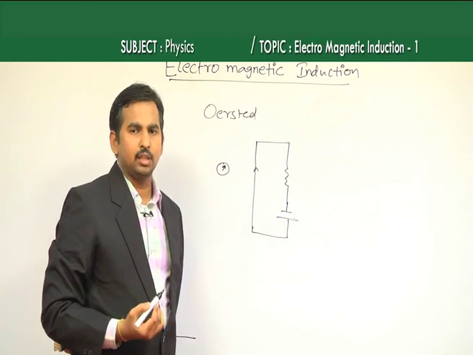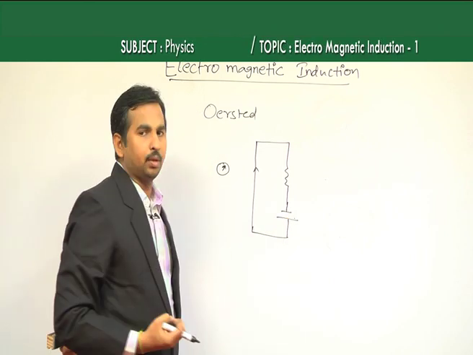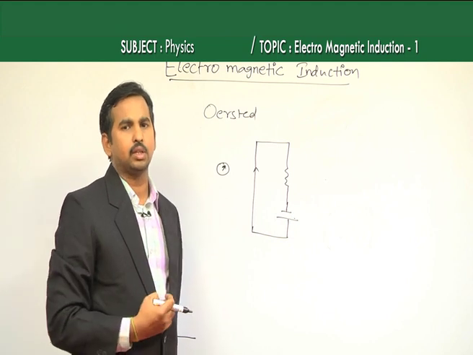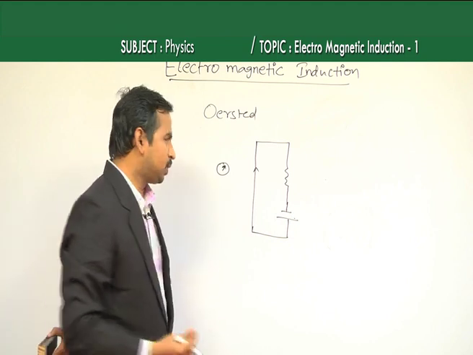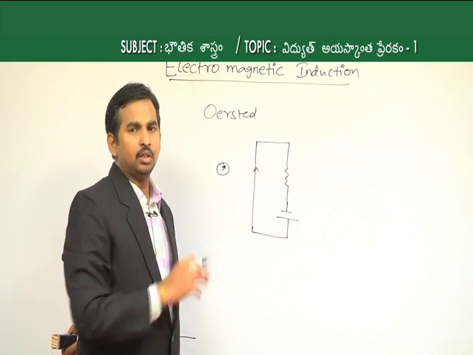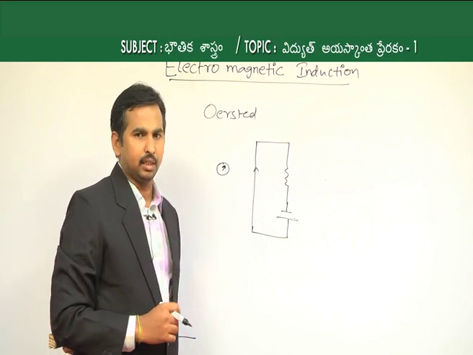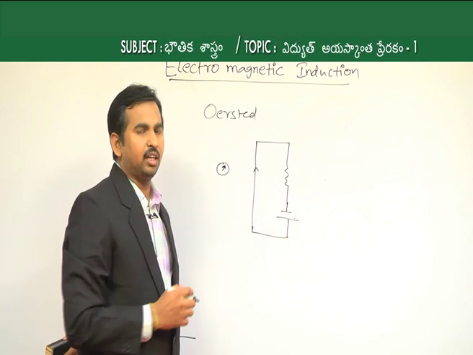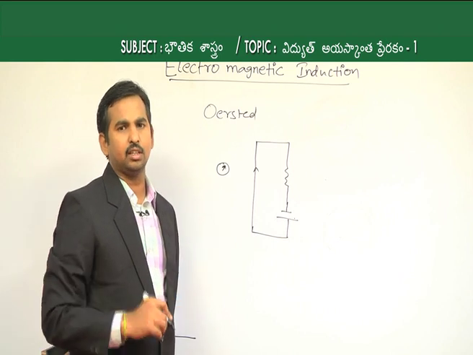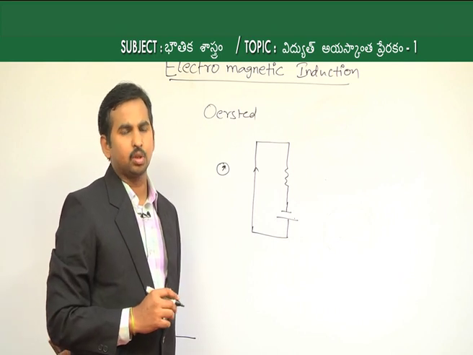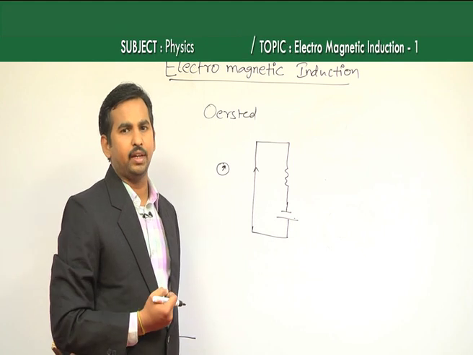Now, what he observed is, whenever he put a magnetic compass near this current carrying wire, a deflection comes in the direction of the current. Actually, this magnetic needle shows deflection only if magnetic lines of force are present, or if a magnetic field is present.